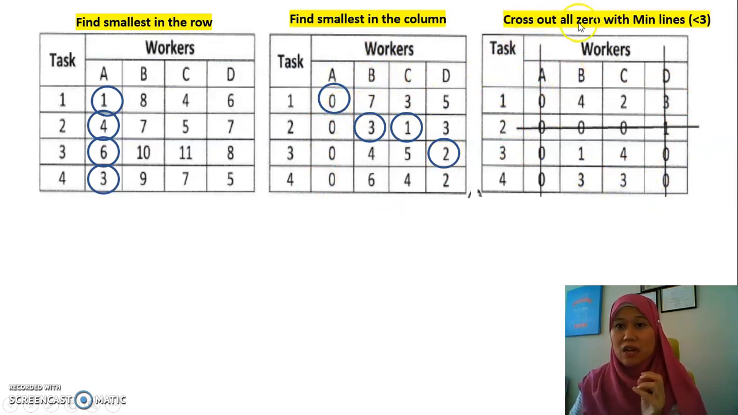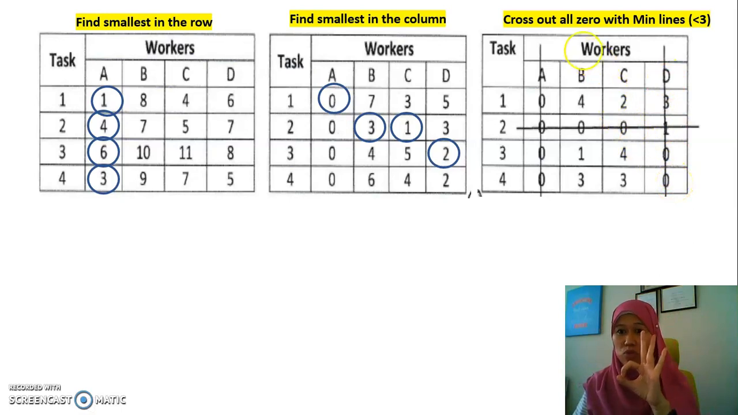Next, cross out all the 0s with the minimum number of lines. For this case, it must be less than 4, so it should be 3. So I can cross this one, 2 and 3. So all the zeros have been covered with 3 lines.